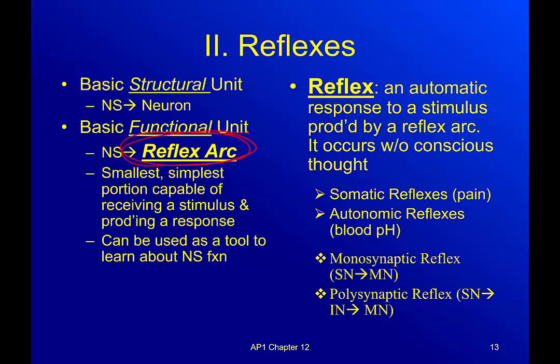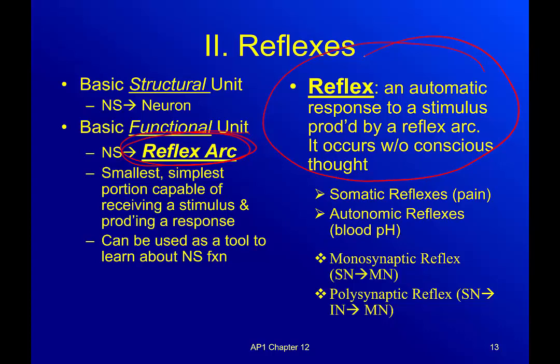Pretty much, in order to understand the complicated things, you have to understand the simple first. So what is a reflex? A reflex is an automatic response to a stimulus and is produced by a reflex arc. It occurs without conscious thought. This is not something that we think about.